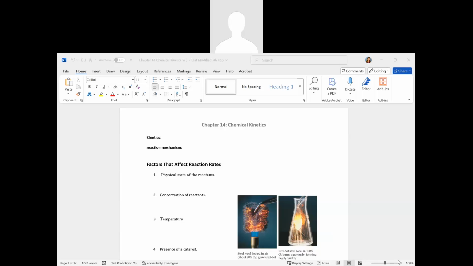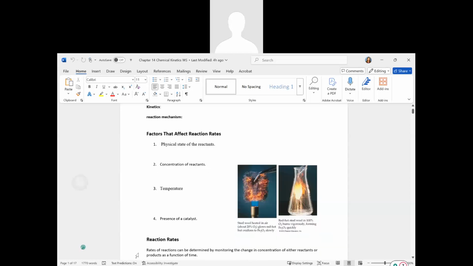The last factor will be the presence of a catalyst. So really just knowing whether a catalyst is present or not tells you whether or not you will have a sped up or an increased rate of reaction. So what happens is a catalyst will lower the amount of activation energy and change the reaction pathway. So we actually can increase a reaction rate by either of those methods using a catalyst. So keep these 4 factors in mind when you're considering how reaction rates can be affected.